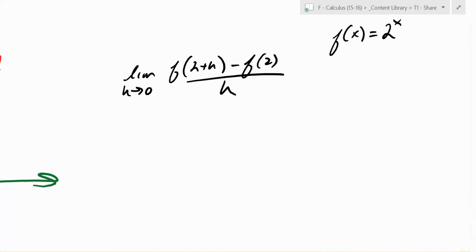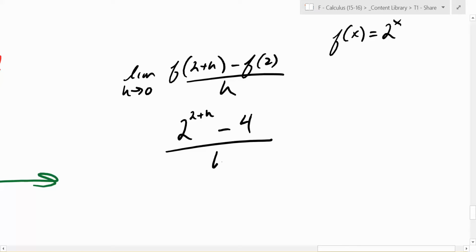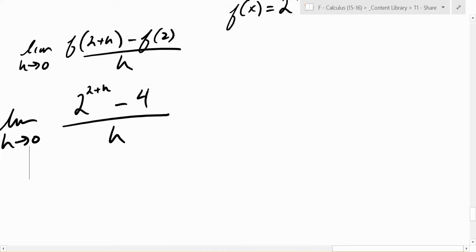So you take these values and you plug it in. What's f of 2 plus h? That's going to be 2 to the what? 2 plus h minus, what's 2 to the 2? 4 all over h, right? You need to remember your exponent rules at this point. What's 2 to the a times 2 to the b? What is that? 2 to the a plus b. You add them, and it can go in both directions.